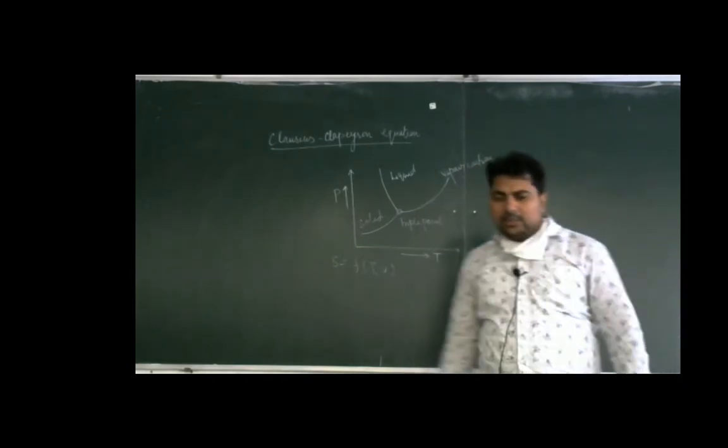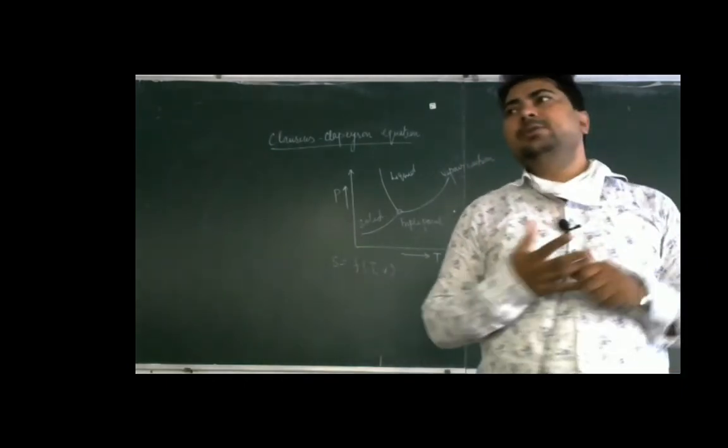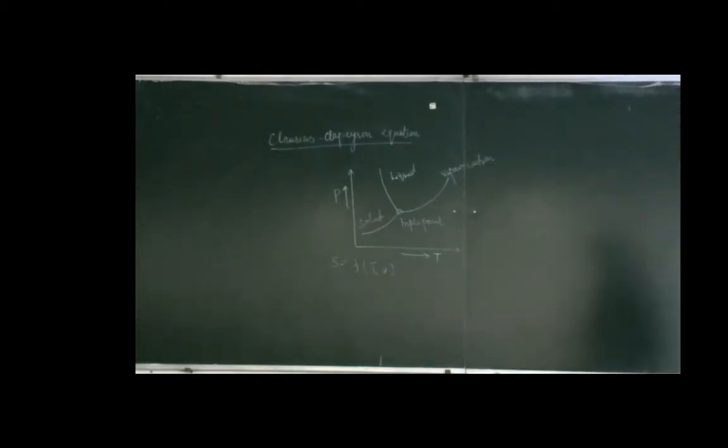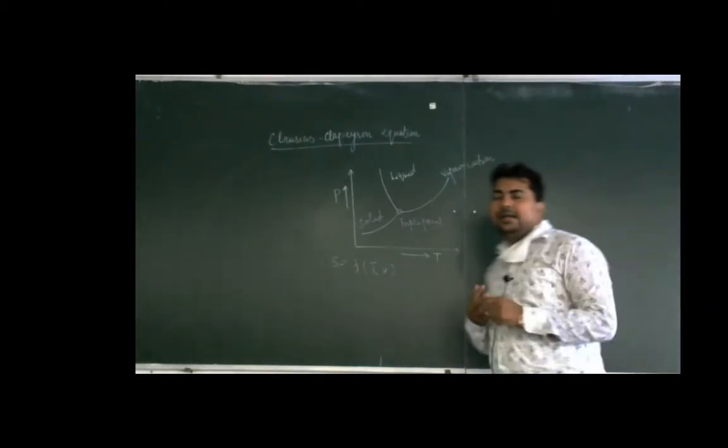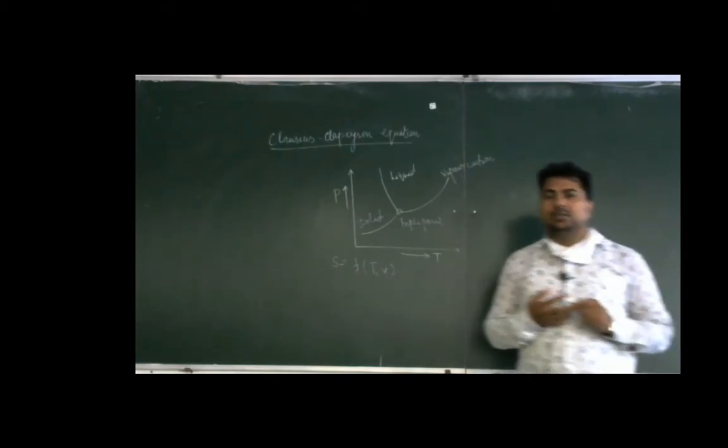When we draw the curve between the pressure and temperature, we have the three phases. One is the solid, another one is the liquid, and third one is the vapor.